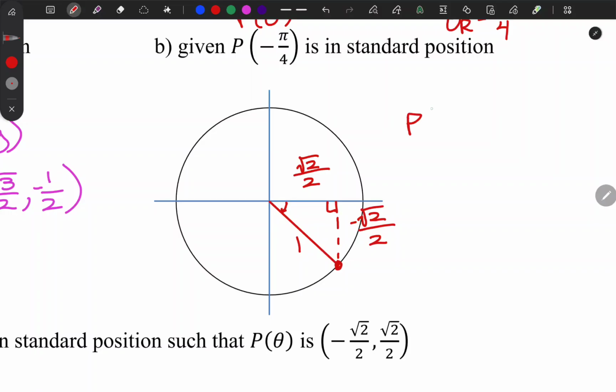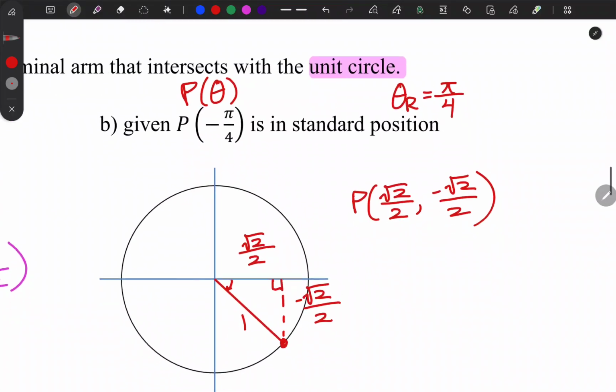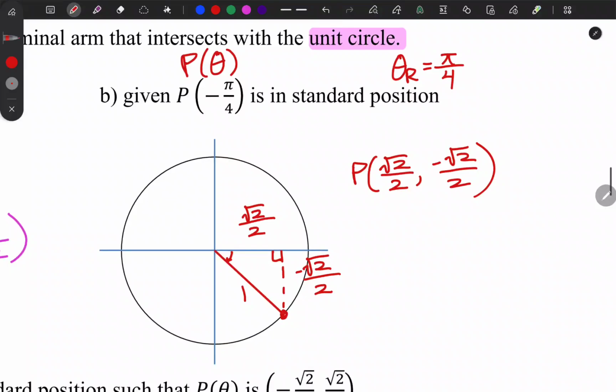A point on the unit circle that is on the terminal arm of that angle is root 2 over 2 for x, comma, negative root 2 over 2 for y. So actually finding the point is very easy, but our steps are: draw your angle in standard position, find a reference angle, and then use a special triangle.